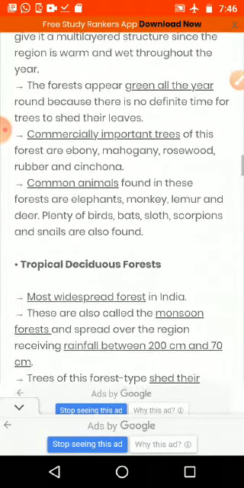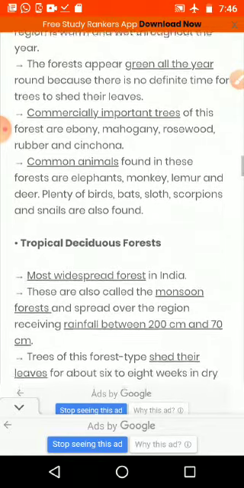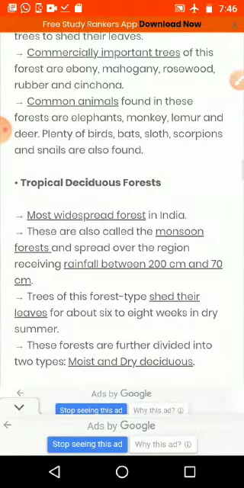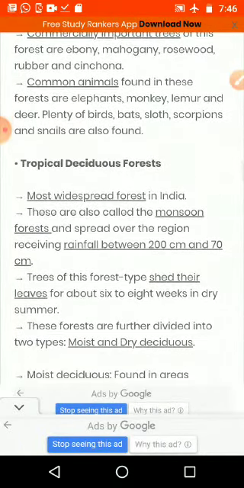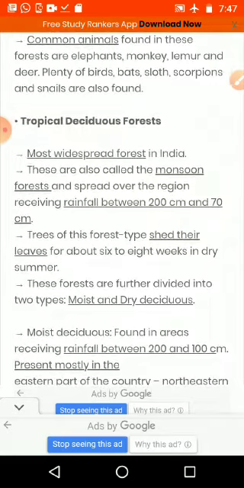The forests appear green all the year round because there is no definite time for trees to shed their leaves. Commercially important trees of this forest are ebony, mahogany, rosewood, rubber and cinchona. Common animals found in this forest are elephants, monkey, lemur and deer. Plenty of birds, bats, sloth, scorpions and snails are also found. Tropical deciduous forest.